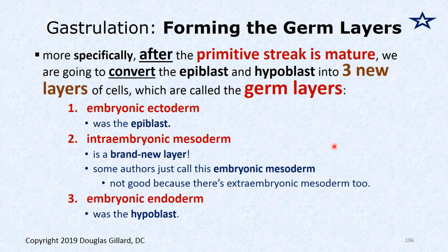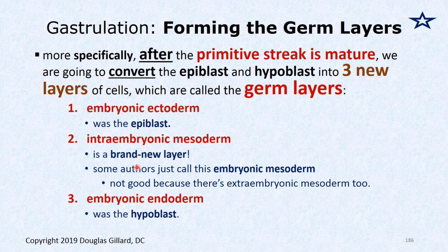Forming the germ layers. More specifically, after the primitive streak is mature, we're going to convert the epiblast and hypoblast layers that we had in week 2 into 3 new layers, and those are called the germ layers. Who are the germ layers? The epiblast is going to become the top layer, which is called the ectoderm, or the embryonic ectoderm. That's the official long name of it. I'm just going to call it ectoderm.